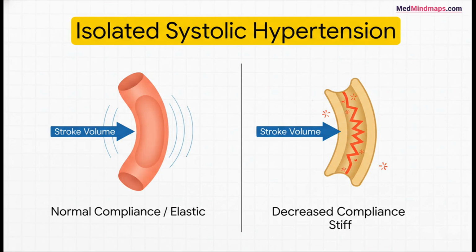The answer? It's the arteries. They're stiff. This is all about decreased arterial compliance. See, as we get older, our arteries lose their elasticity. They just can't stretch to absorb that big push of blood from the heart, so the systolic pressure goes way up. The diastolic pressure, though, might be totally normal or even low. This is your classic isolated systolic hypertension, and it's a disease of stiffness, not just resistance or too much volume.